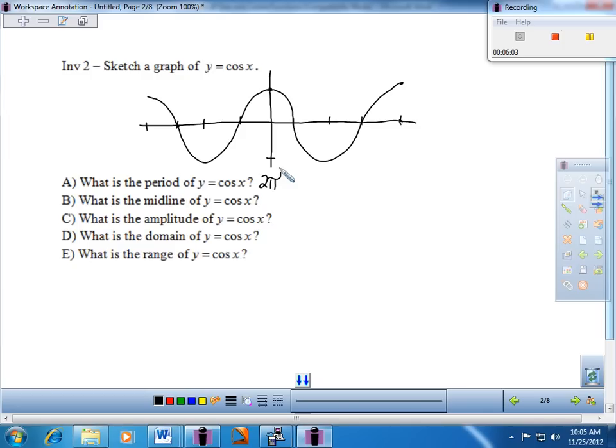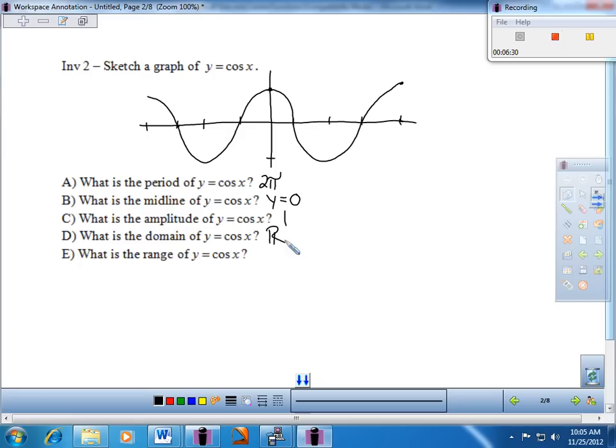Picture yourself on the unit circle. Picture any point on the unit circle. Go around once on the unit circle, which is 2 pi, and are you in the same spot, and will you have the same cosine ratio? Sure. Midline, everybody, should be y equals 0. Amplitude should be 1. Domain, of course, I can take the cosine value of any number in existence, no exceptions at all.